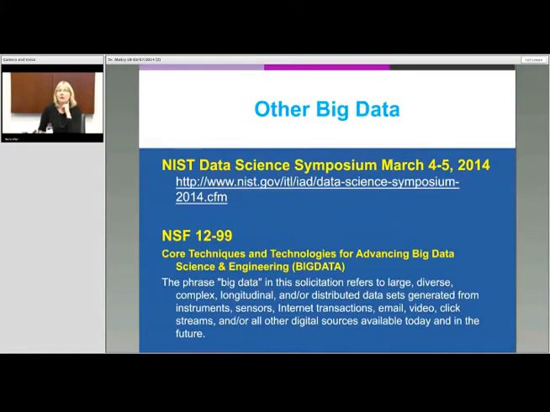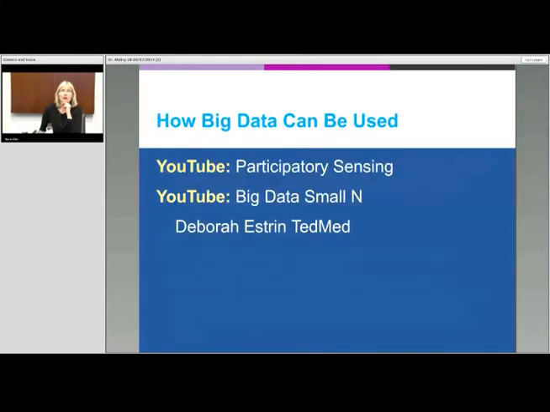There was supposed to be a symposium on data science at NIST, the National Institute of Standards and Technology, last week, but it got snowed out. I think it's either this week or next week. Next week, I think. So you'd have to go look at that. May not have time to attend.